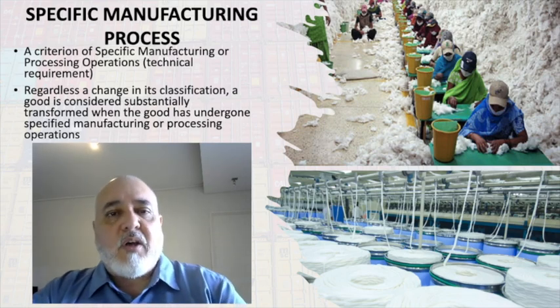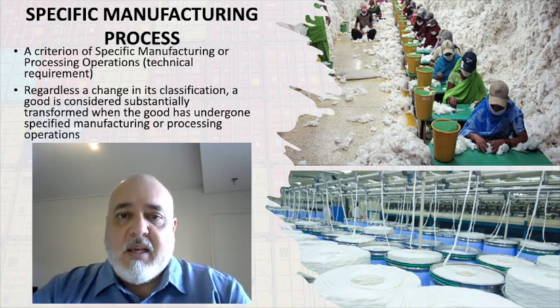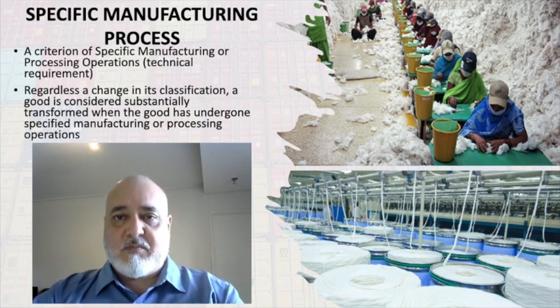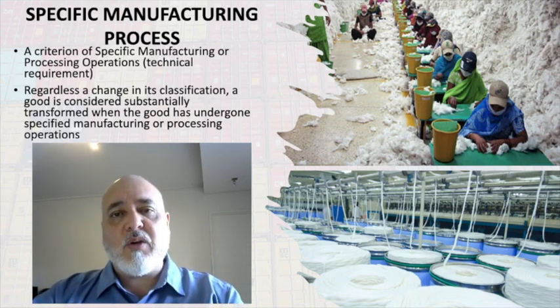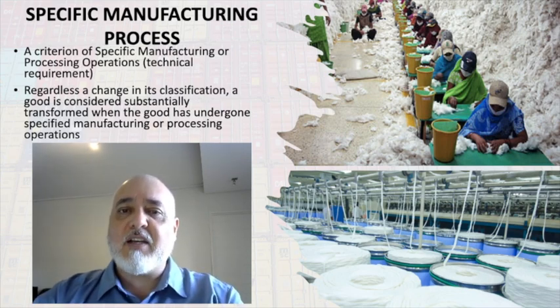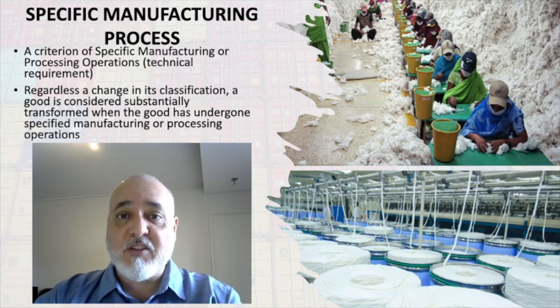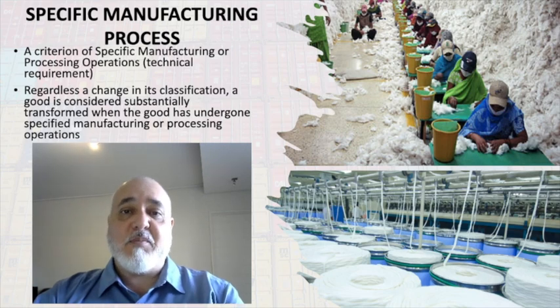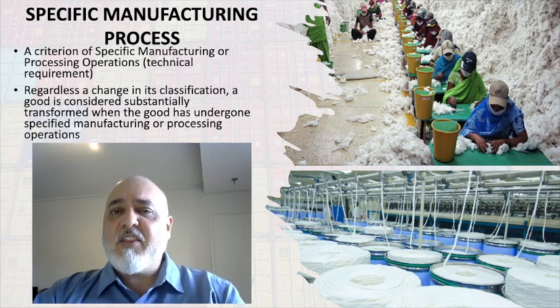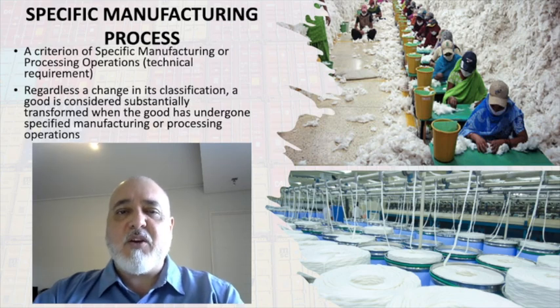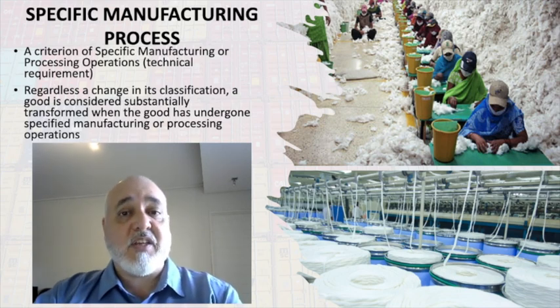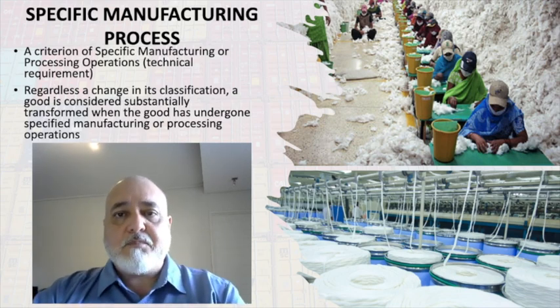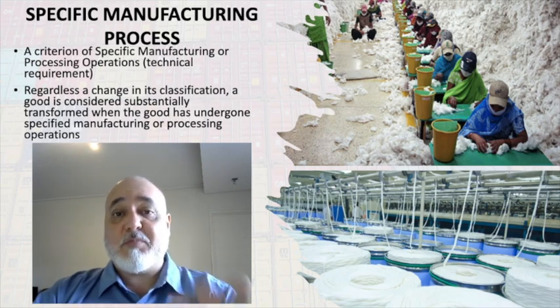Let's move on to the third and final method for substantial transformation, a specific manufacturing or processing operation. This criterion is also known as the technical requirement, and it involves a specific set of manufacturing or processing operations that must be undergone by a non-originating material to become an originating one. Unlike the other criteria, the specific manufacturing or processing operation criterion does not involve any change in the tariff classification or value add percentage. Instead, the focus is on the specific manufacturing or processing operation that must be performed.